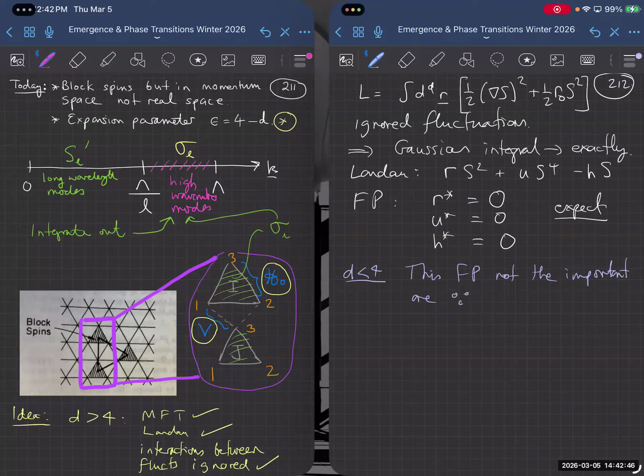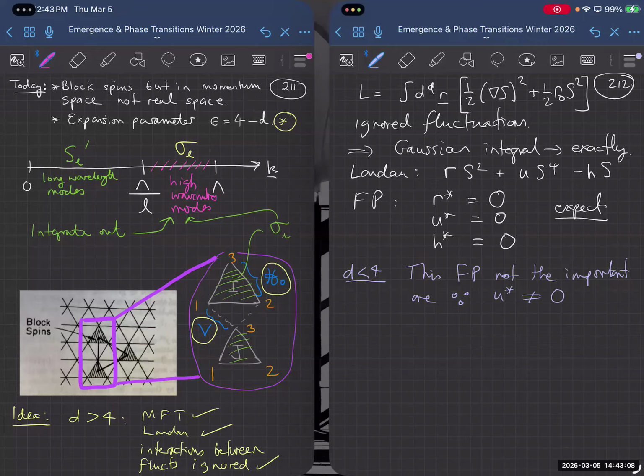And the reason is because we know that there has to be a U star that is not equal to 0, meaning that the fluctuations are important. And so there's going to be a fixed point value for the fluctuations, the coefficient that controls the fluctuations. And that coefficient then is not going to go to 0. It's not going to be a free non-interacting theory. So we know that that can't be true.